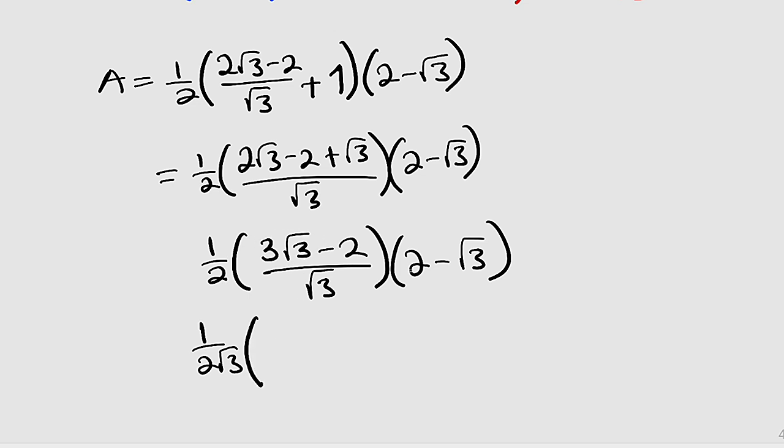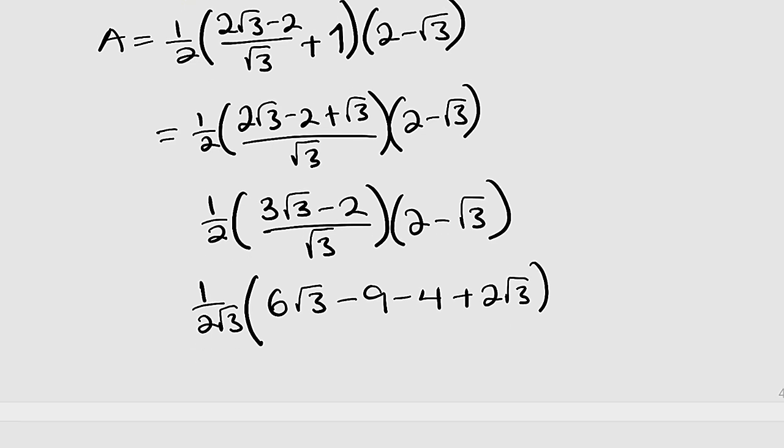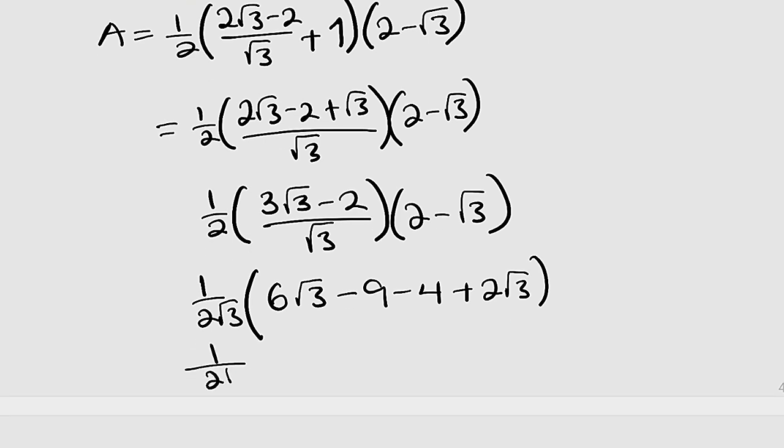3 root 3 multiplied by 2 will give us 6 root 3. Then this times this, the root 3's will multiply. We get 3 times 3 is 9. And this is going to be negative 9, right? Then we take this, you multiply by this, that will give us negative 4. Minus minus is plus, 2 times root 3, right? This is 1 divided by 2 root 3, multiplied by this and this together, we have 8 of them. 8 root 3 minus 13.